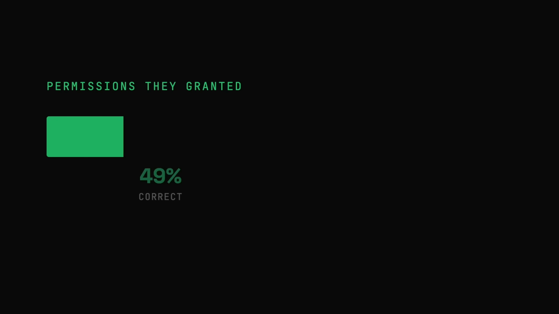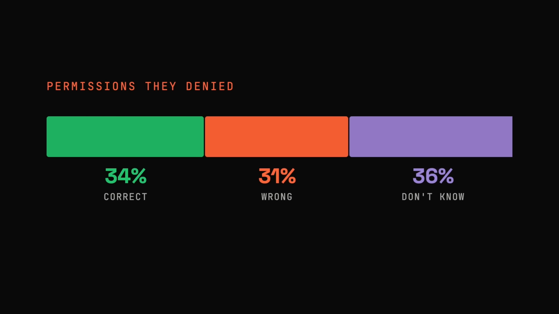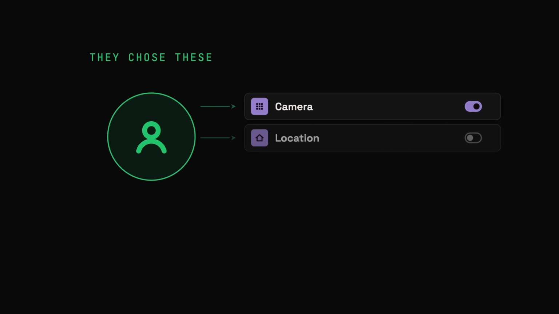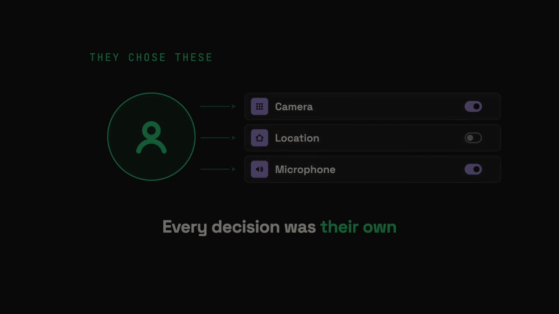Let's go through the findings very quickly. For permissions they had granted, 49% of the answers were correct, 21% were wrong, 30% were I don't know. For permissions they had denied, 34% were correct, 31% were wrong, and 36% were I don't know. You have to remember here that all of those decisions were made by the participants themselves. Let's pay attention to the I don't know part.